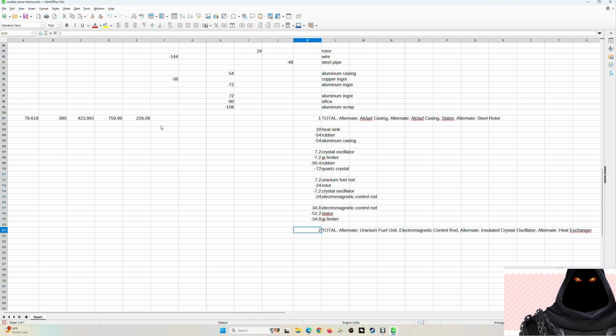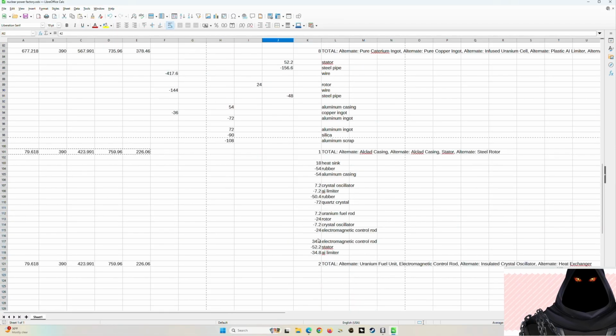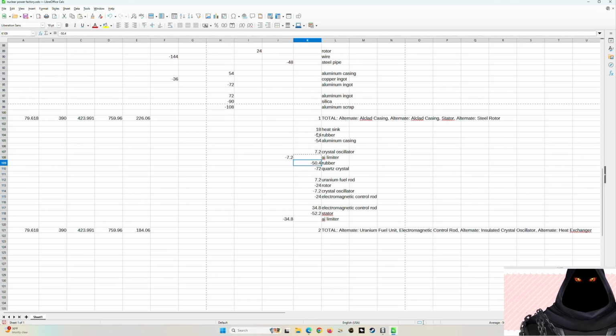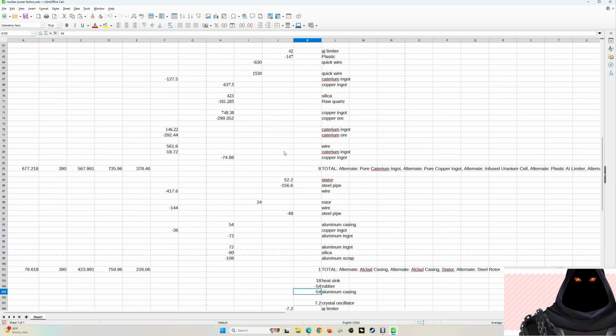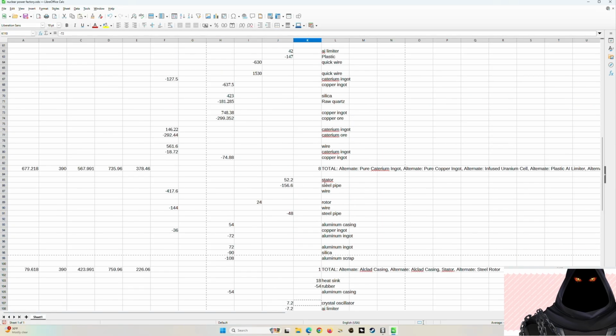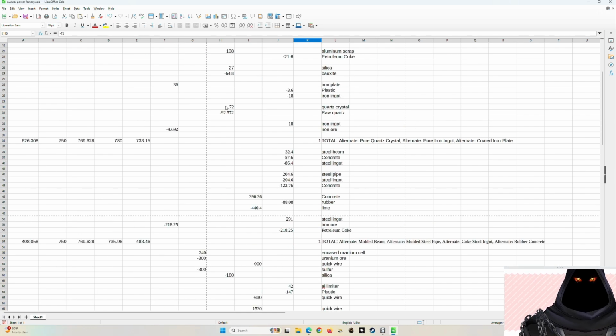Now I just need to figure out where everything is going to be loaded onto the stack. So where are the AI limiters? AI limiters are J. Okay, rubber. I think the rubber is supposed to be there. Aluminum casing. Casing is H. Aluminum casing. Crystal oscillator. Okay, where's the quartz crystal? Quartz crystal is H.